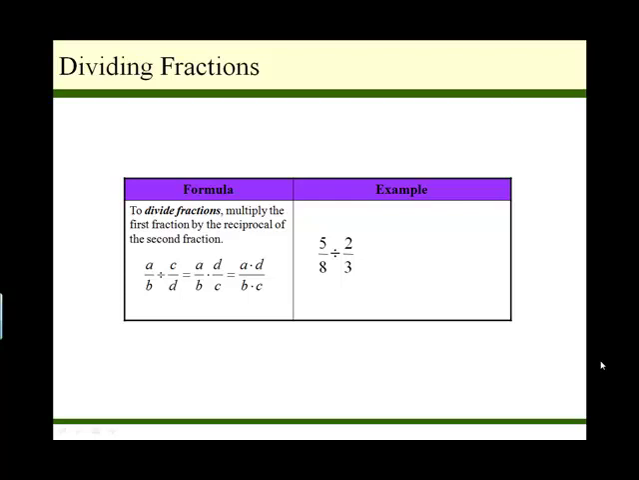To divide fractions, the idea is to change your division problem into a multiplication problem. And so we can take a look at dividing fractions by taking that first fraction, our division sign changes into a multiplication sign, and then our second fraction will become the reciprocal. And then we do the regular multiplication. For example, if we have 5/8 divided by 2/3, we change our problem into a multiplication, 5/8 times 3/2, that's the reciprocal of 2/3, and then we multiply across, and we get 15 over 16.